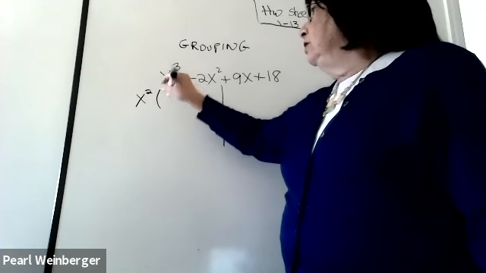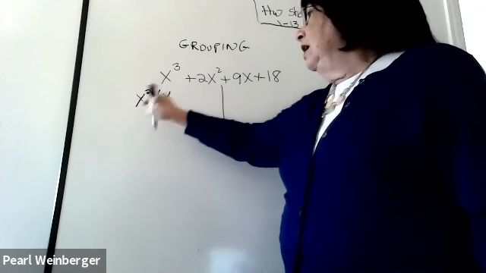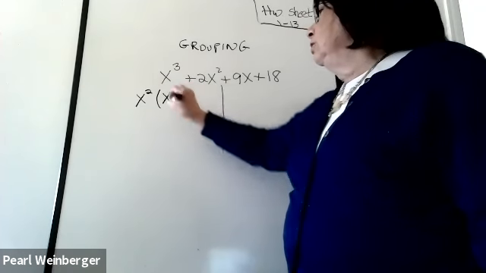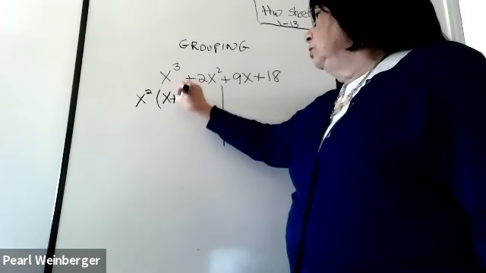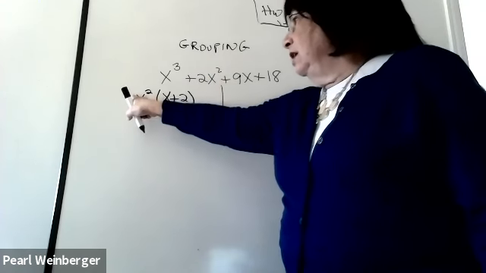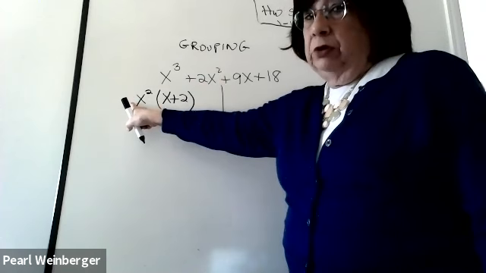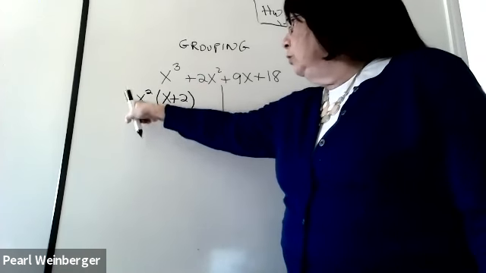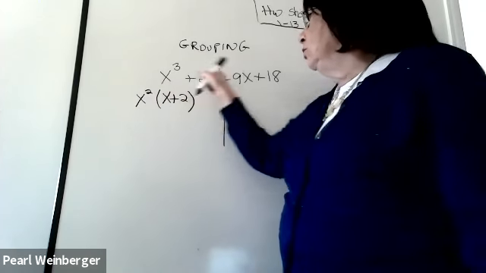X squared into x cubed gives me x. X squared into 2x squared gives me plus 2. Remember, this is understood to have a coefficient of 1, and 1 into 2 gives you 2, and the x squareds cancel out.